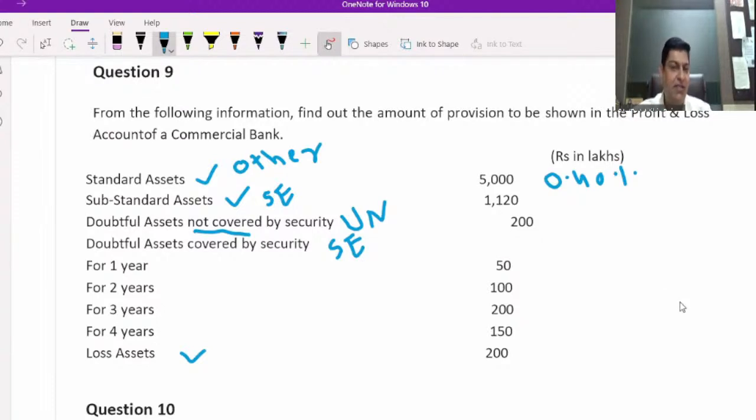Next is substandard, and as nothing is specified, we assume that it is a secured portion. And if it is a secured portion, you can see the table. It should be 15 percentage. Yes, it should be 15 percentage.